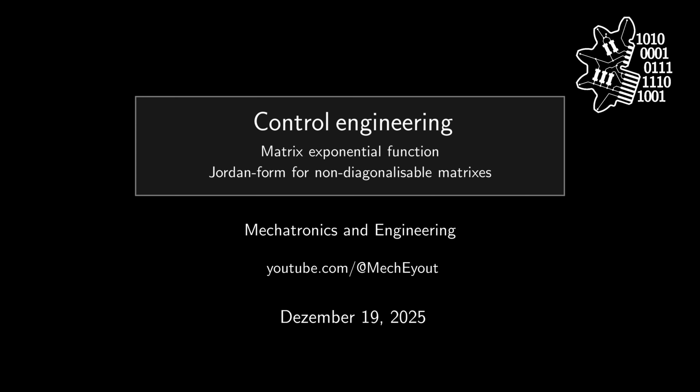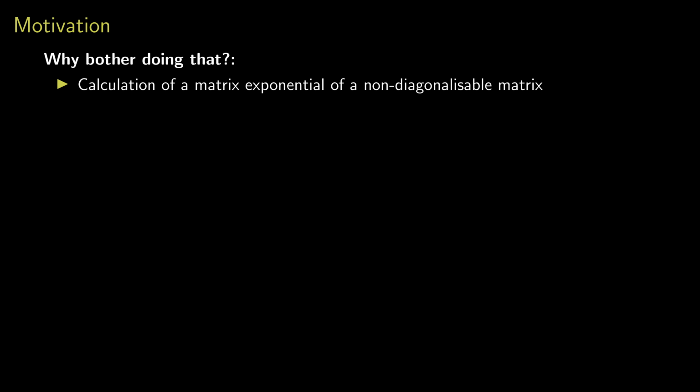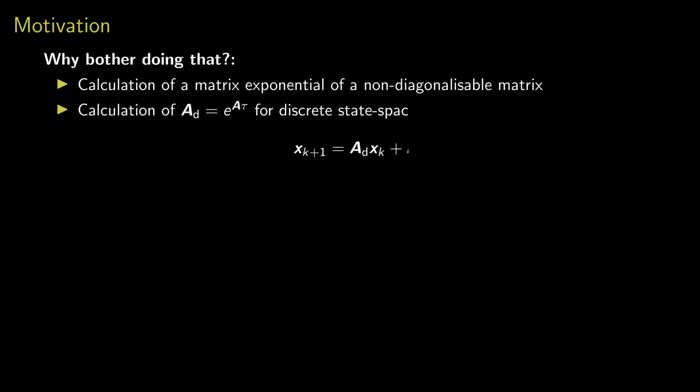Today we take a look at how to calculate the Jordan form of a matrix and how to calculate the matrix exponential function from that. Here's why we're doing that. The Jordan form is the closest we can get to a diagonal matrix for a matrix that is not completely diagonalizable. As an example, its calculation is required if you try to calculate a discrete system matrix representation, like we did in last month's video by hand.